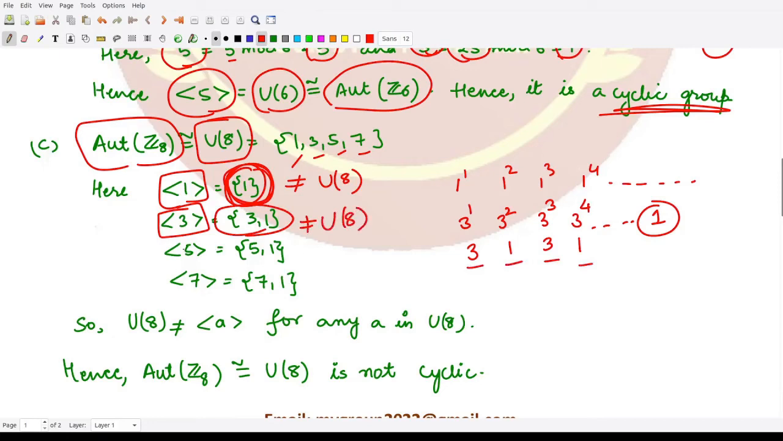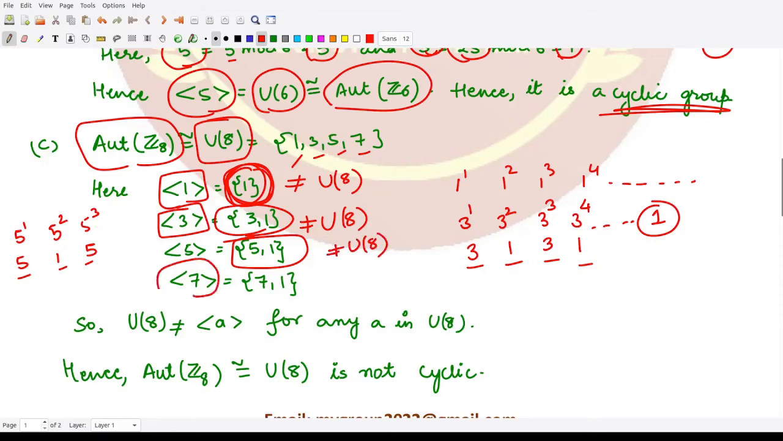Similarly, for this group which is generated by 5, 5 raised to power 1 is 5 only. 5 raised to power 2 is 25. 25 mod 8 is 1. 5 raised to power 3 is 125, so it will again give you 5. So you see again we have the members 5 and 1, 5 and 1 with us. And similarly, this is not equal to U8.